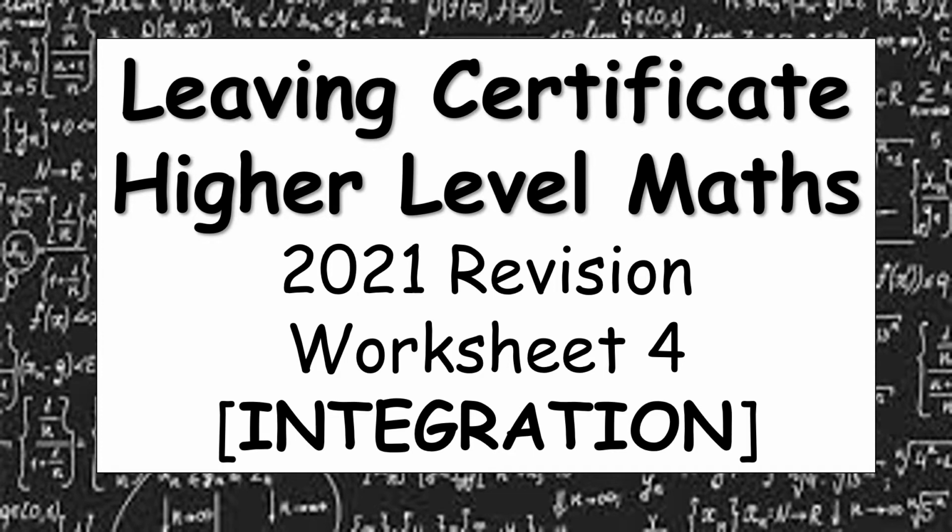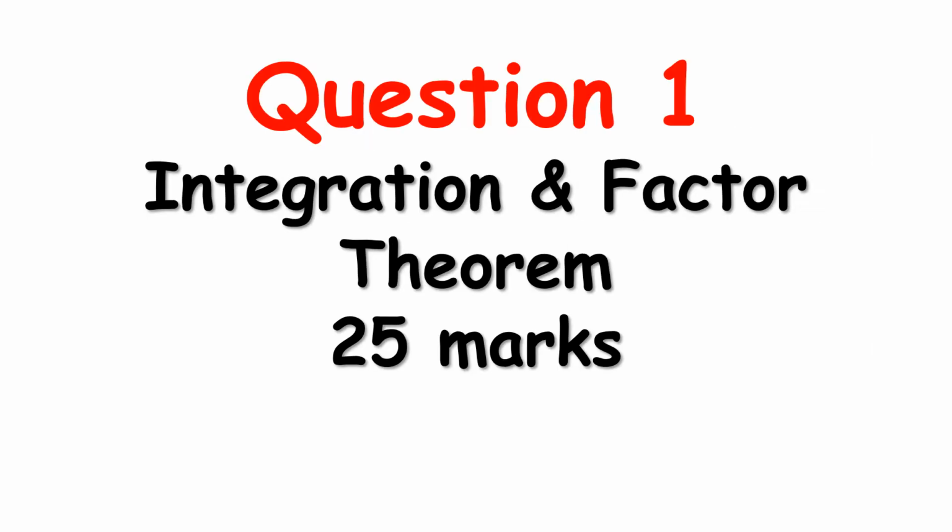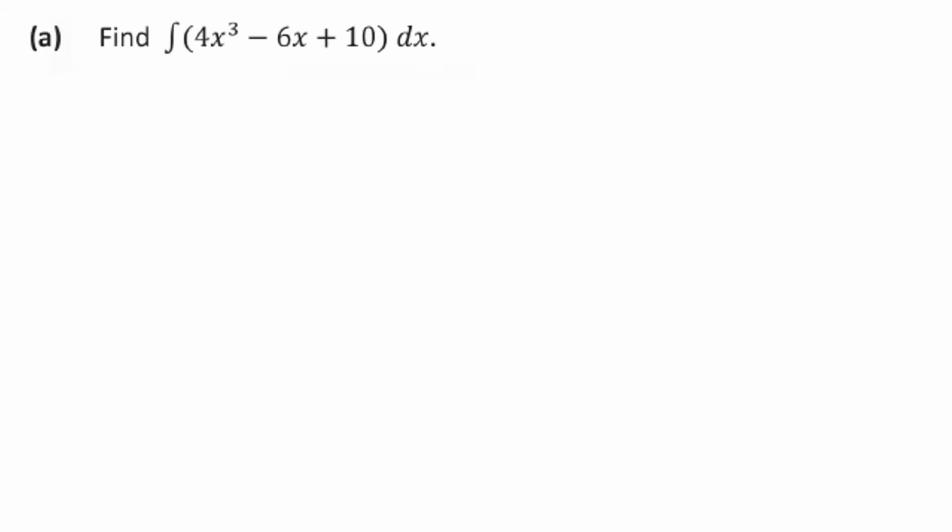We're going to work through Worksheet 4, which is based on integration. Question 1, we're going to have a bit of integration and the factor theorem. This is a 25 mark question. So part A, find the integral of 4x cubed minus 6x plus 10 with respect to x, so dx.